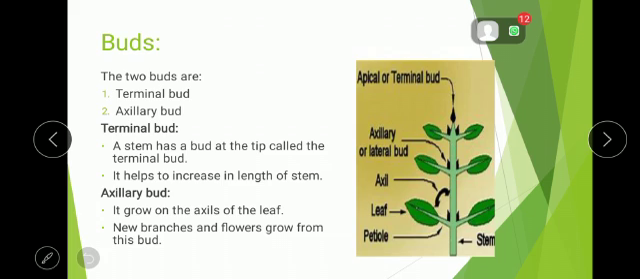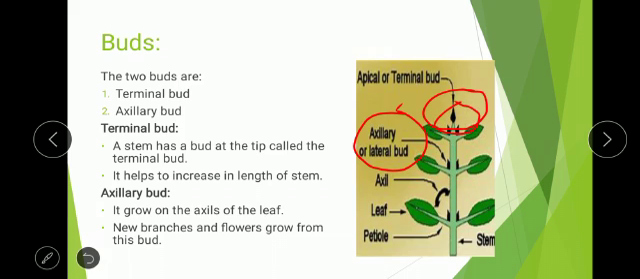There are two types of bud that grow on the stem. One is the terminal bud and the second one is the axillary bud. Terminal bud is also called the apical bud. It grows at the tip of the stem. It helps to increase the length of the stem.